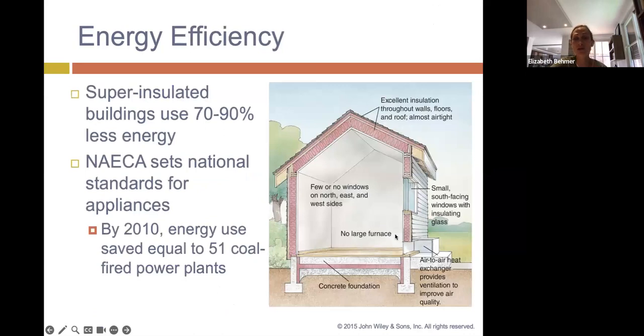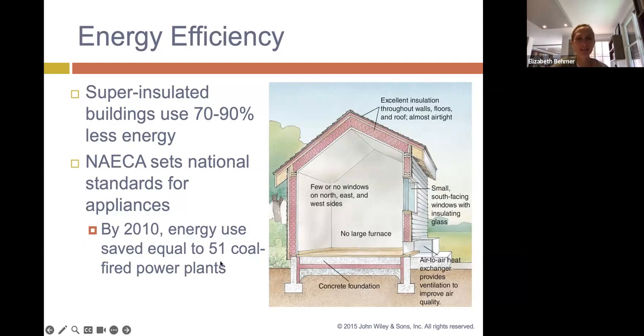Energy efficiency. So this is how efficient we can make our buildings. For example, super insulated buildings use 70 to 90% less energy because they're able to stay cool or stay hot. So fewer or no windows on the north, east, and west, no large furnace, excellent insulation, small south-facing windows, and air-to-air heat exchange with a concrete foundation.